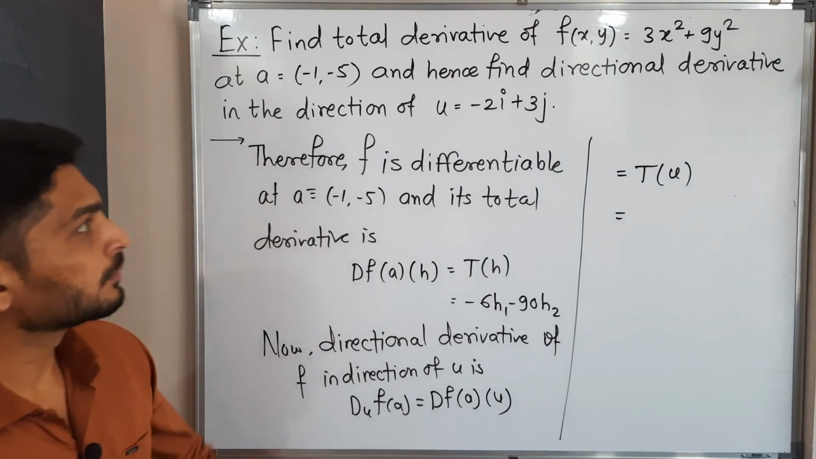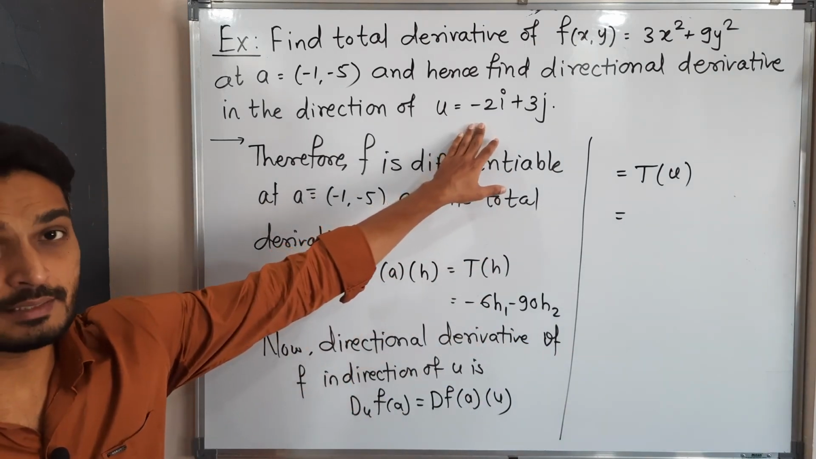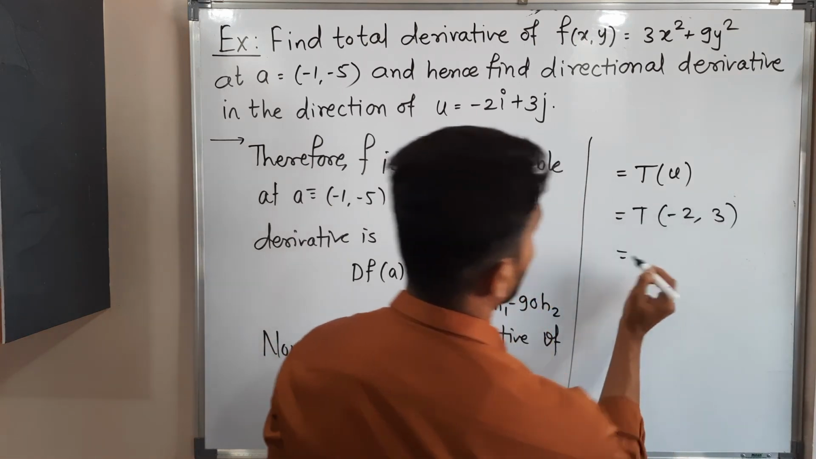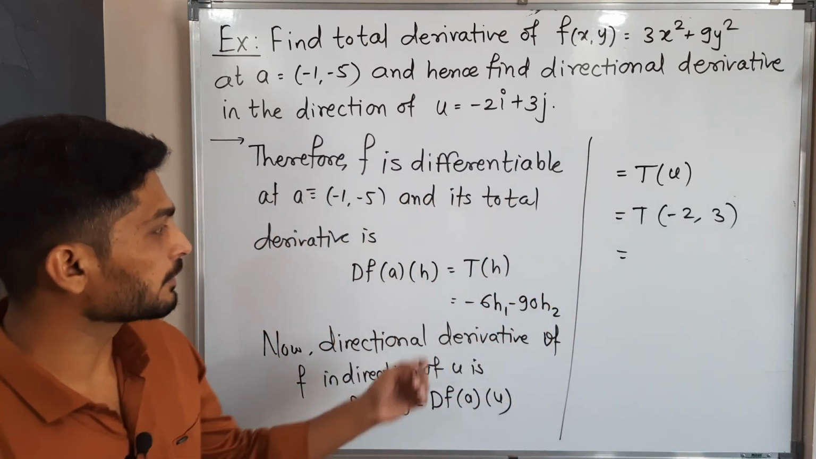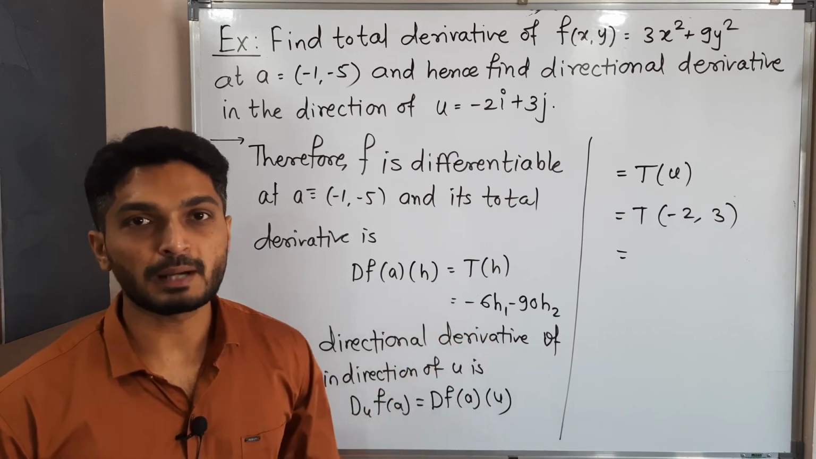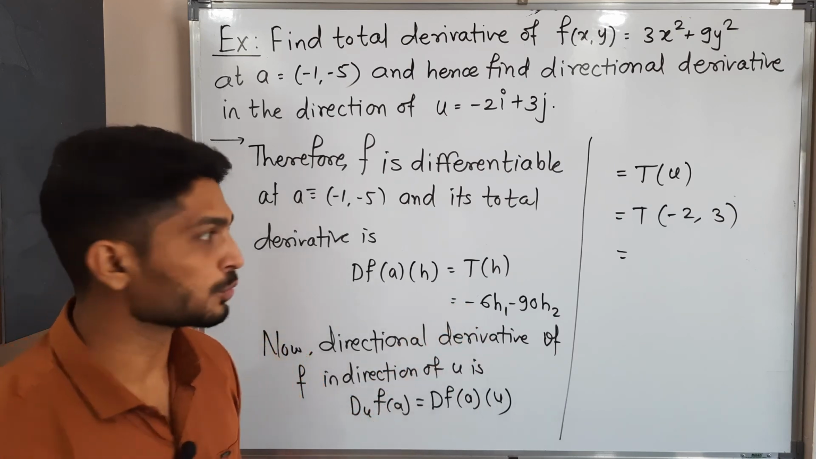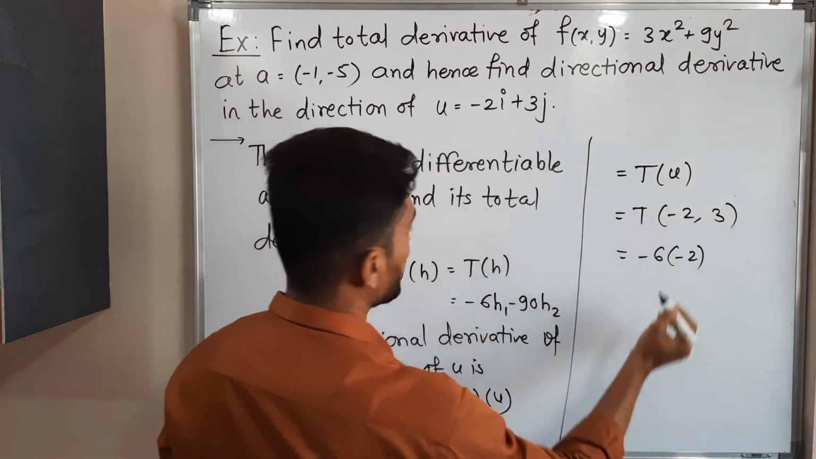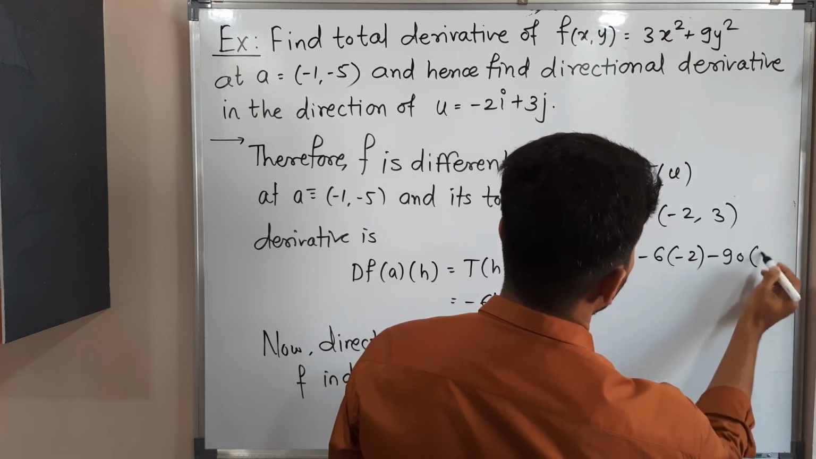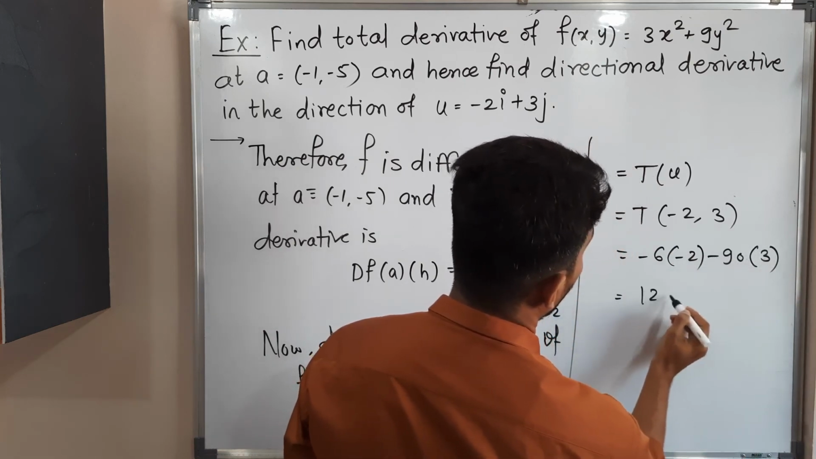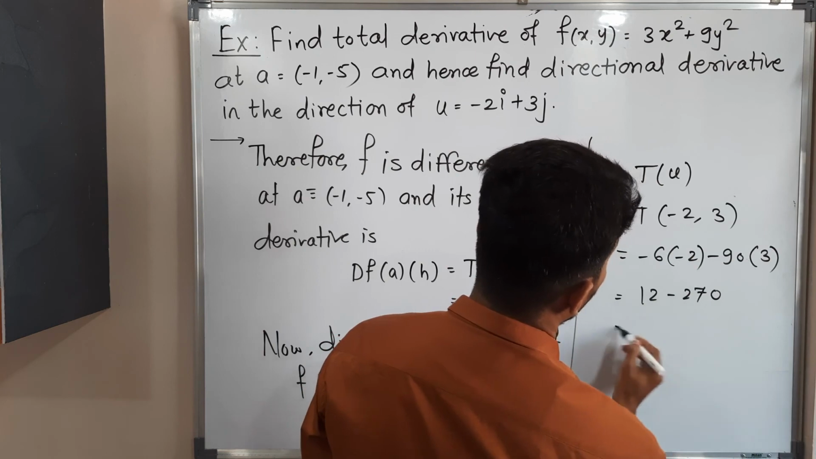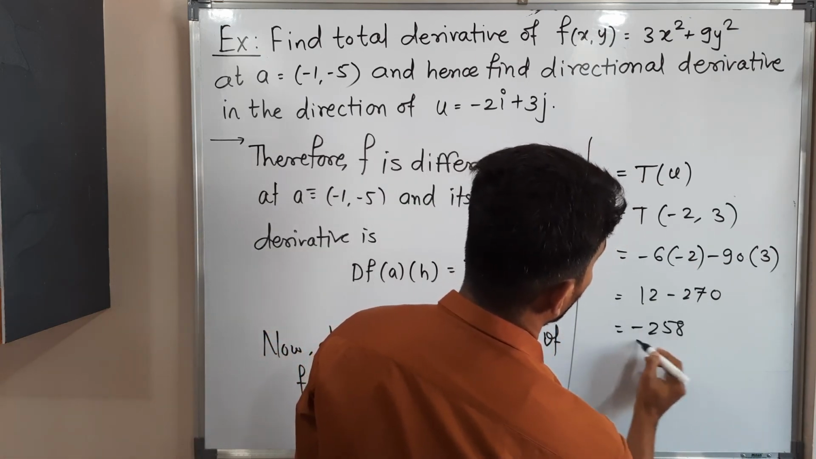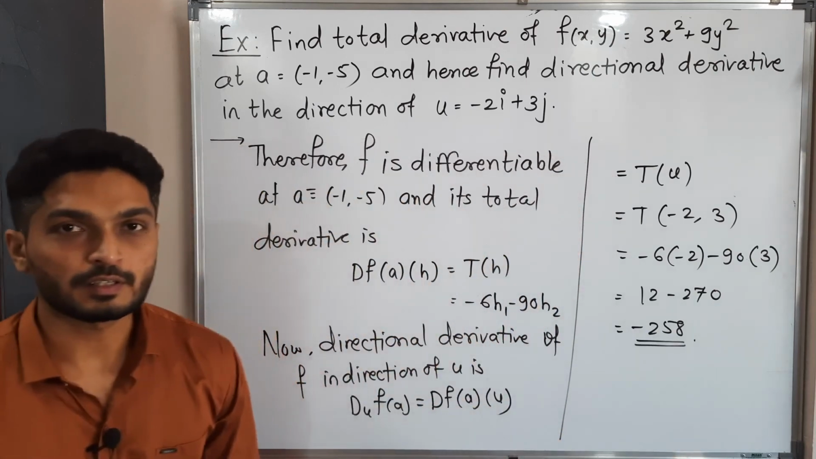But what is our u? Our u is minus 2i plus 3j, that means t of (minus 2, 3). Let us follow the definition of t, which says minus 6h1 minus 90h2. Here h1 means minus 2 and h2 means 3. So this is equal to 12 minus 270, so the answer is minus 258. So this is the required answer.